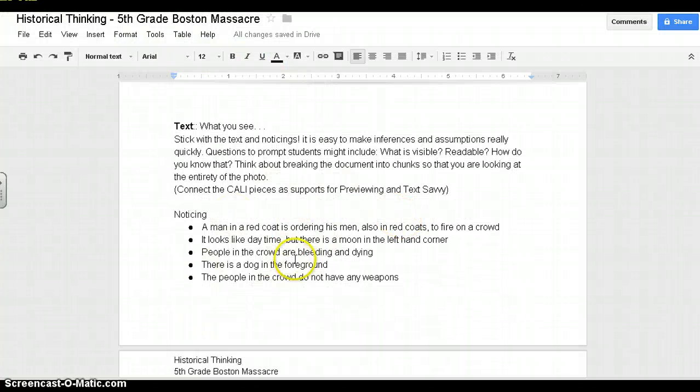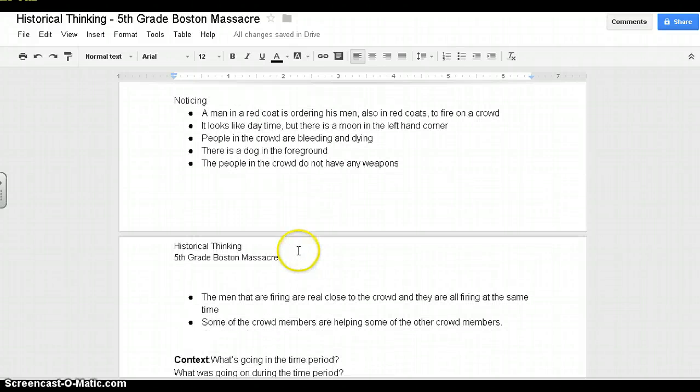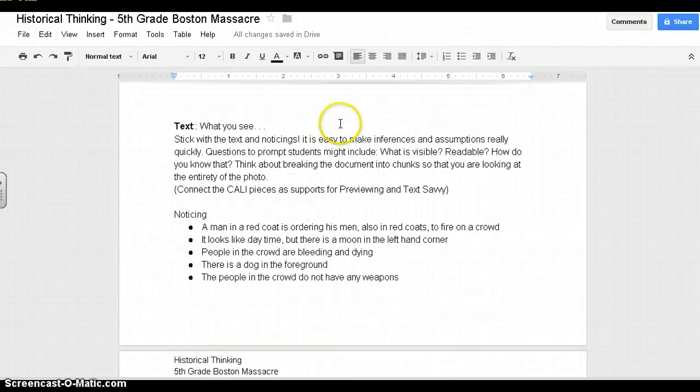So I've outlined that here for you so you can see some of the notes that kids might bring up when they're analyzing the text. And again, there's no judgments made here, there's no inference made here or conclusions drawn. You're just reporting what you see.